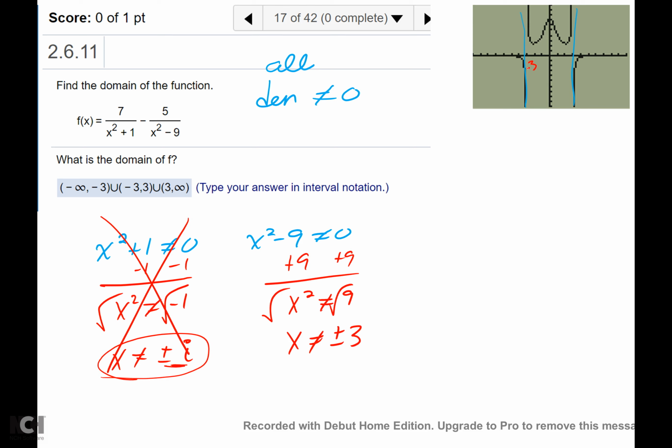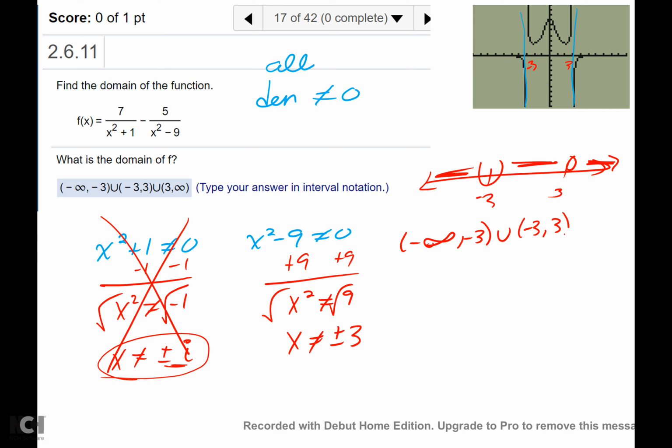And notice, there's your negative 3 gap, there's your positive 3 gap, which means at negative 3 and positive 3, I have to jump, but everywhere else I can color, which says negative infinity to negative 3, union, negative 3 to 3, union, 3 to infinity. Yeah?